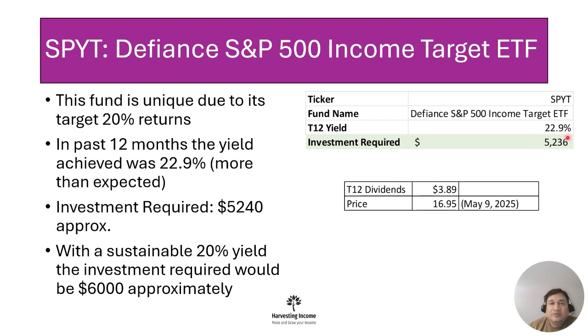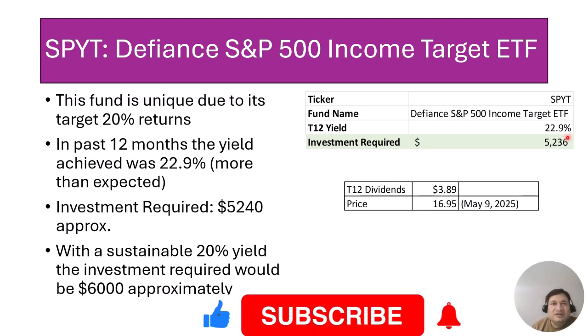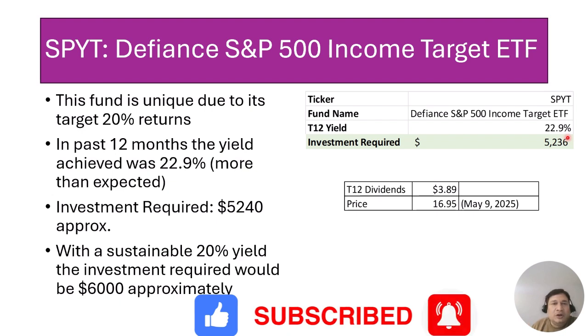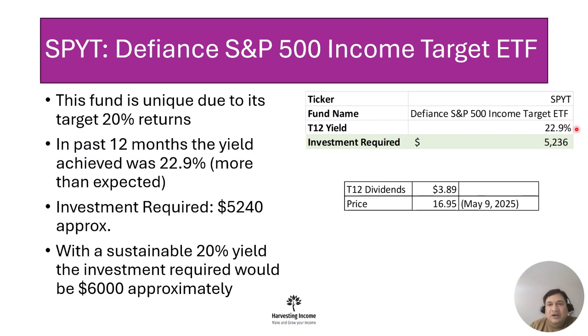So in the last 12 months, there has been a lot of volatility, a lot of uncertainty after the elections in the US, and economic policies, tariffs, and geopolitical issues, and a lot of other things happening. And volatility in the market also contributed to this higher yield. Like there was a higher yield of 22.9%. Because of this higher yield, the investment required has become like $5,200 to get 1,200 a year.